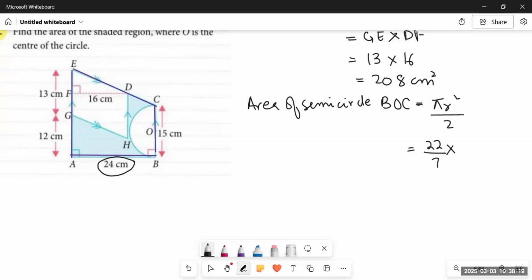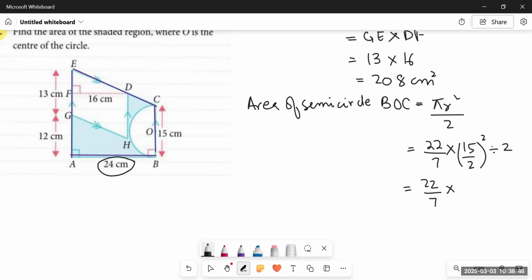multiply by radius. Radius is not given. It's the diameter that is given, that is 15 centimeters. So what we will do, we will divide it by 2 as well. 15 upon 2, the whole square. And then comes the divided by 2. Okay. So it becomes 22 upon 7 multiply by 15 upon 2, which is 7.5.